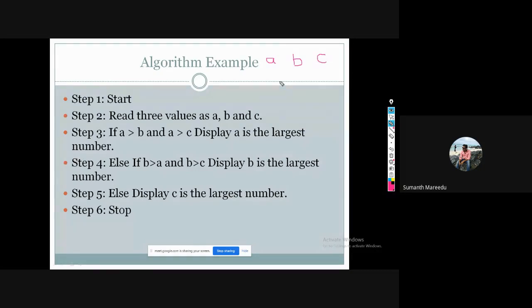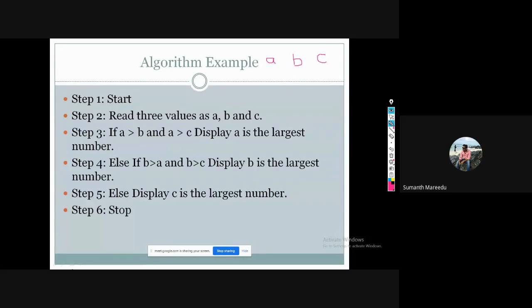It doesn't lie in some other number. It lies in either A or B or C. So you need to identify the possibilities of A to become the largest. And next I'll identify the possibilities of B to become the largest and C to become the largest.